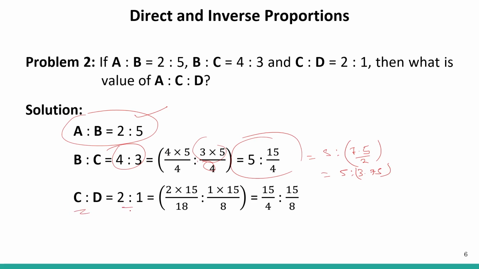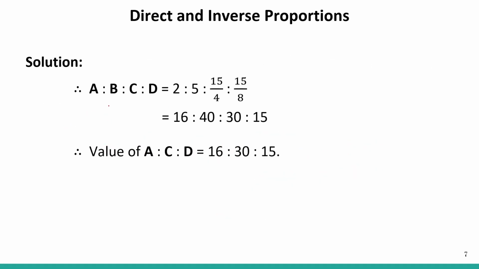So C is to D is equal to 2 is to 1. So 2 into 15 by 8 is to 1 into 15 by 8. So this is equal to nothing but 15 by 4 is to 15 by 8, right? So let's see the solution. A is to B is to C is to D is equal to 2 is to 5 is to 15 by 4 is to 15 by 8.